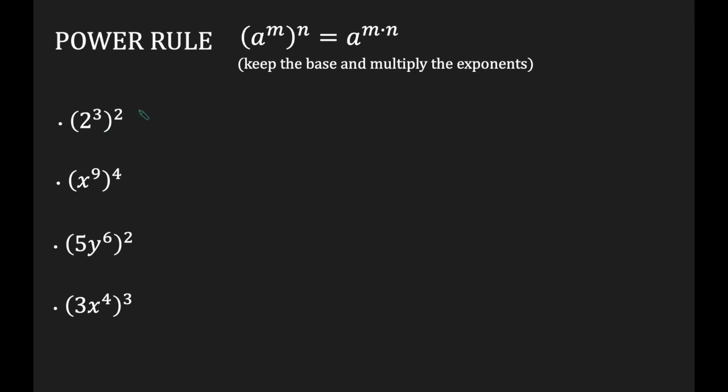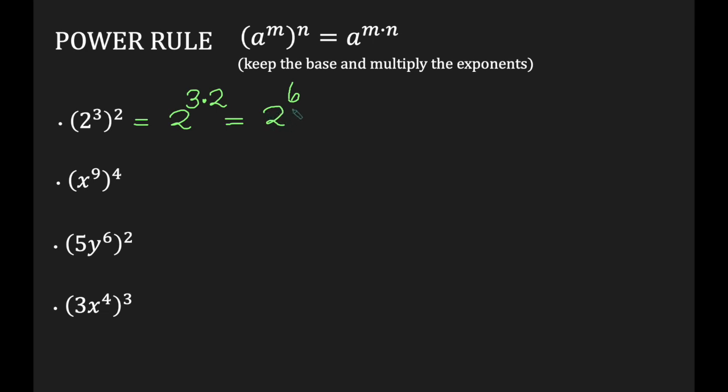So let's look at our first example. We have 2 to the third, and then all of that is raised to the second power. Now the rule states you keep your base and you multiply your exponents. So I'm going to multiply 3 times 2, and my answer is 2 to the 6th power.